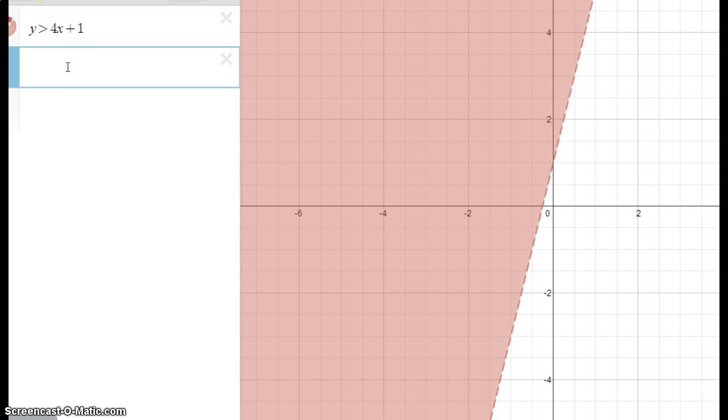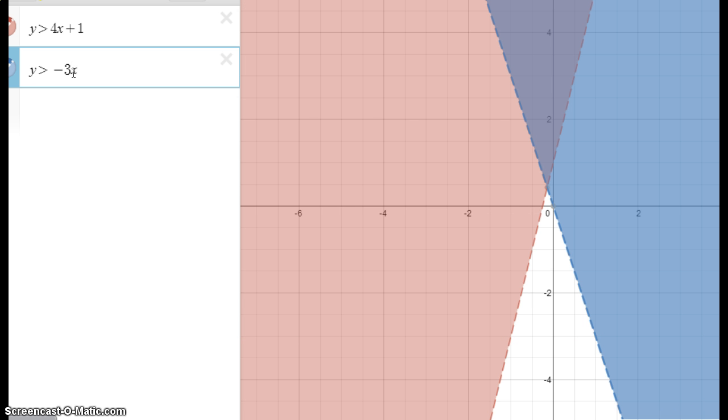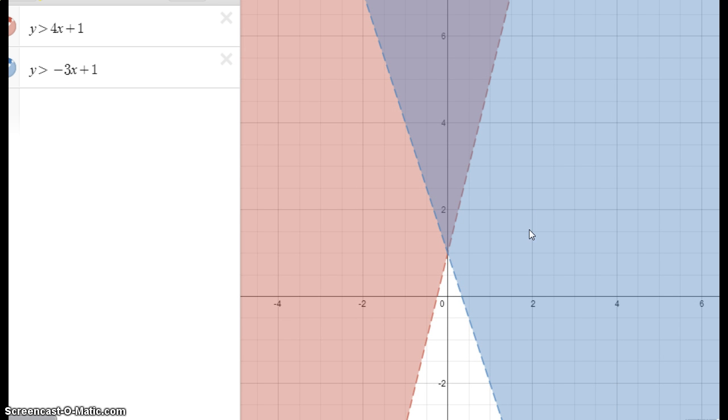Okay, so what about two inequalities? Well, let's try y is greater than negative 3x plus 1, right? So we can see that this one has a different shading, and this is the area that they're both shaded on, right? So we can get rid of this red one for a sec. You can see just the blue one. So this is the region they share. And that's kind of what we'll be doing in the problem we're working on today.